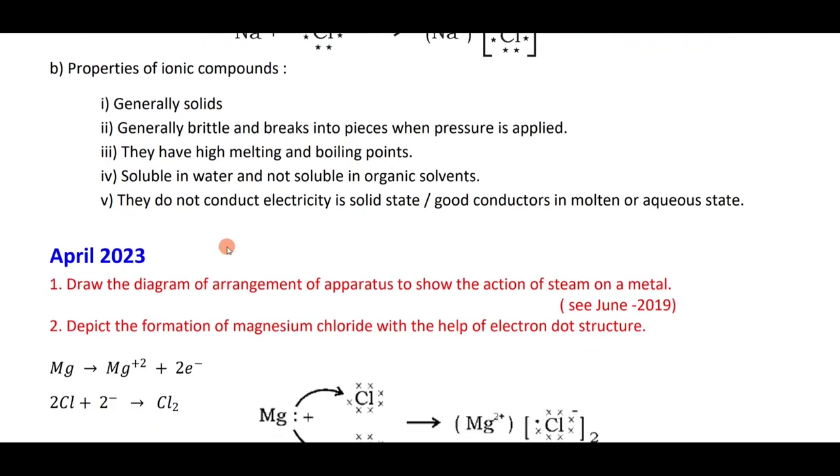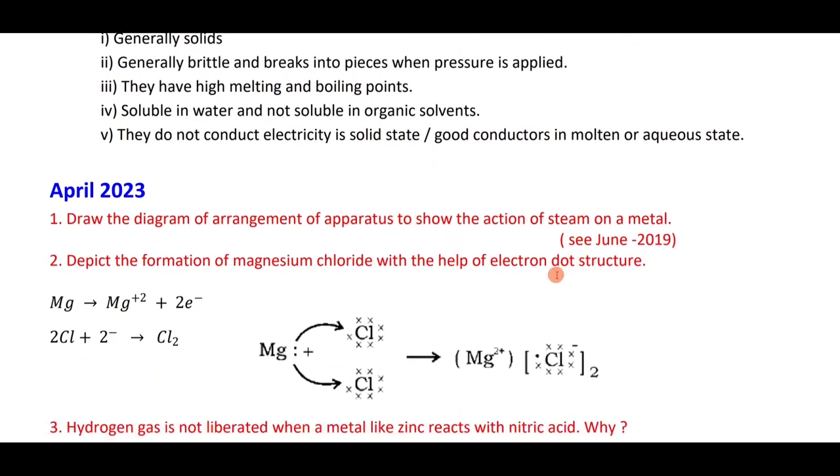Draw the diagram of arrangement of apparatus to show the action of steam on metal. Depict the formation of magnesium chloride with the help of electron dot structure. Magnesium loses 2 electrons and those 2 electrons will be added to the valence shells of chlorine, thus forming the compound magnesium chloride.